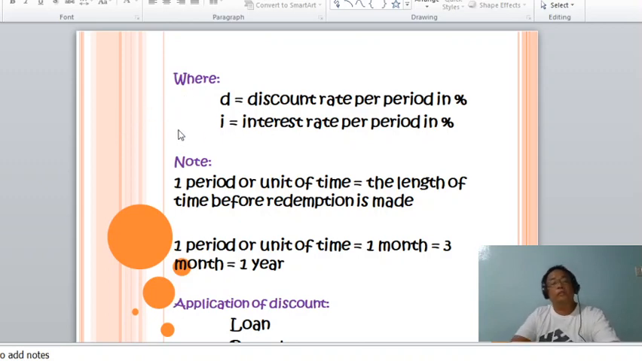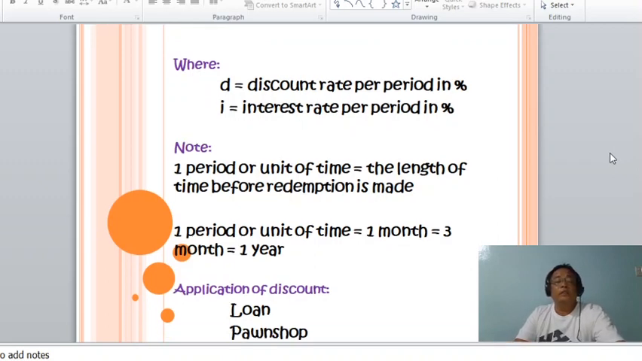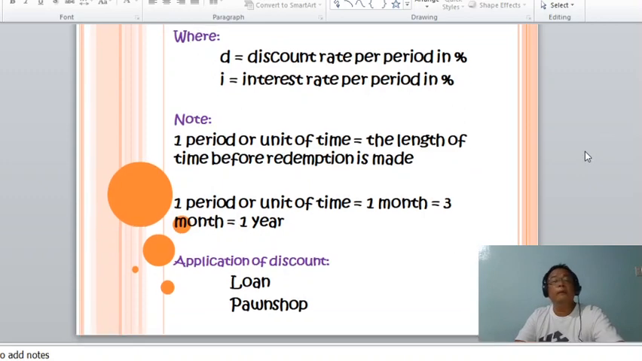So, note, 1 period of unit of time is equal to the length of time before redemption is made. Okay? Or 1 period of unit of time is equal to 1 month, 3 months, or 1 year. So, where is this discount applied? Of course, this discount is applied to loans, pawn shops, and so on and so forth.